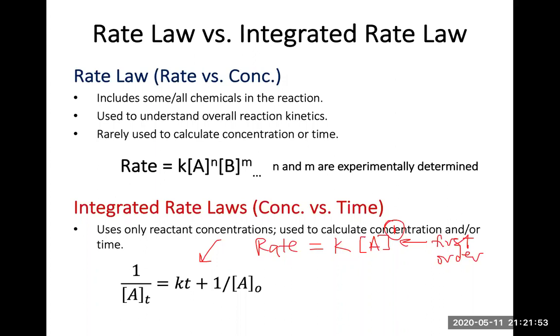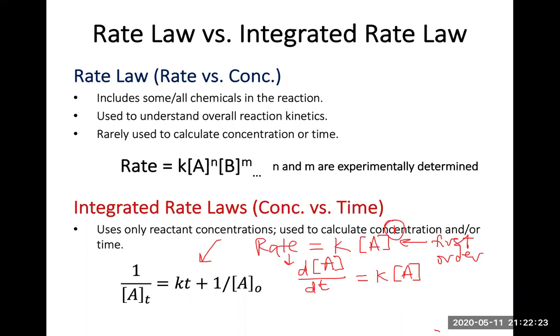So if this is the case, the rate is equal to k times the concentration. We can write the rate in that calculus sense as d[A]/dt, and that's going to equal k times the concentration of A. And what I'm going to do next is rearrange this equation, d[A]/dt equals k[A], in a way that will allow me to integrate both sides.